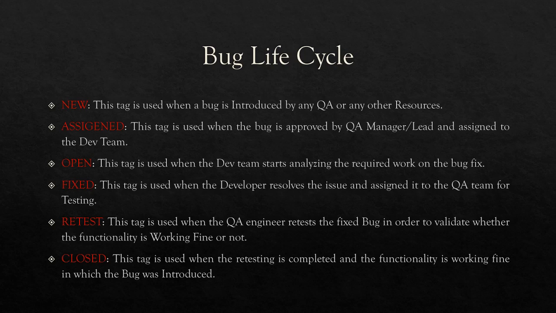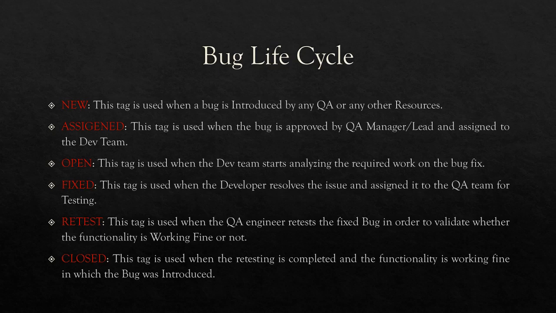The fourth tag is fixed. So this tag is used when the developer resolves the issue and assigns it to the QA team for testing. Now the next tag is retest. So this tag is used when the QA engineer retests the fixed bug in order to validate whether the functionality is working fine or not.